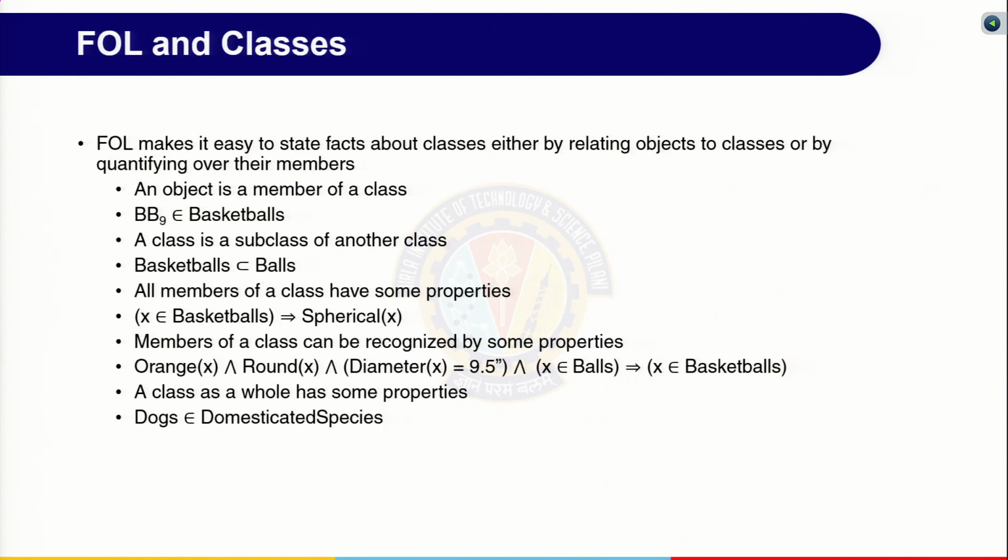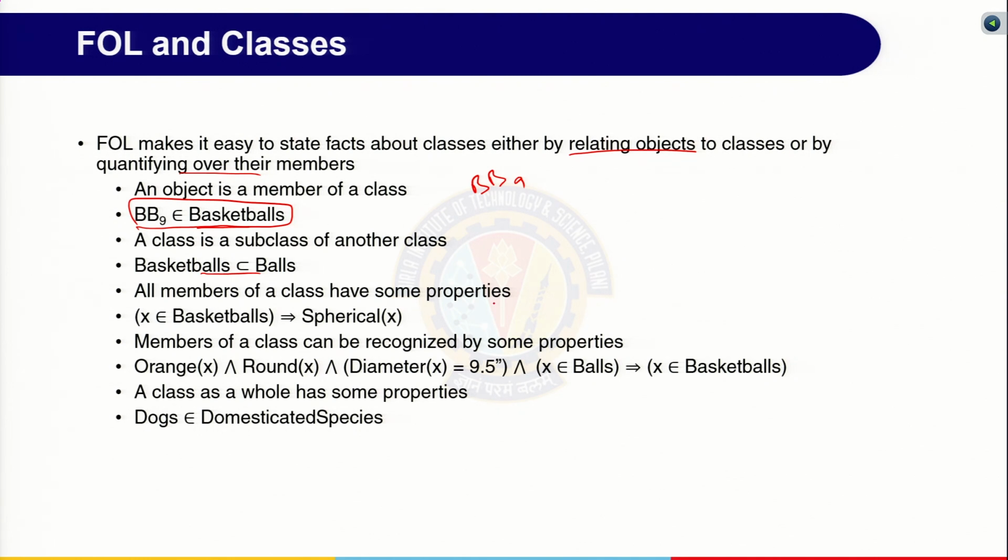So what is the relation between logic and classes? The logic makes it easy to state facts about classes, either by relating objects to classes or by quantifying over their members. So let us take a few examples. Let us say I have an object BB9, and I want to say that this is a member of a class basketballs. This can be represented in logic as follows, where BB9 belongs to the member class basketballs. Let's say I want to say that basketballs is a subclass of balls. That can be represented like this.